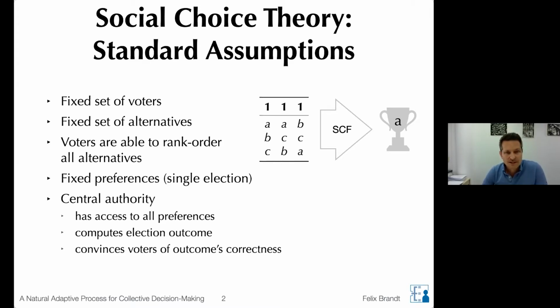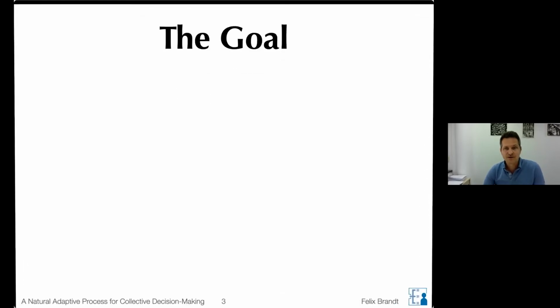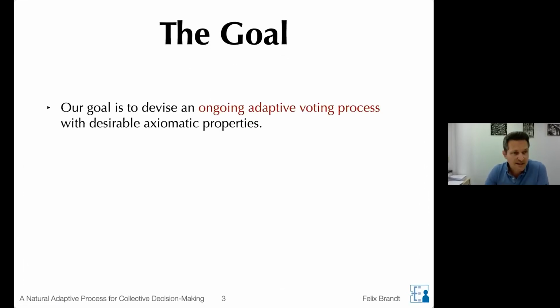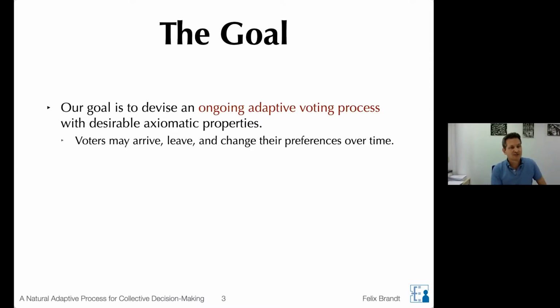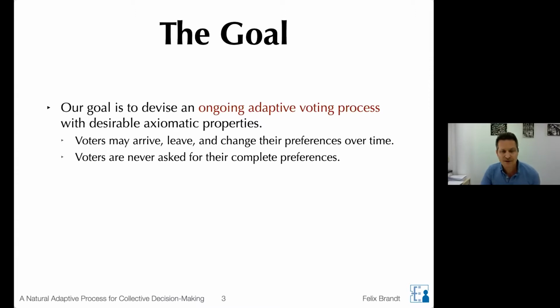By contrast to the standard setting, the goal of our paper is the following. We intend to devise an ongoing adaptive voting process that satisfies desirable axiomatic properties. First, voters should be able to arrive and leave the process and change their preferences over time. We never ask them for complete preferences; rather only small parts of the voters' preferences are elicited on demand. In particular, we query voters for isolated pairwise comparisons whenever necessary.